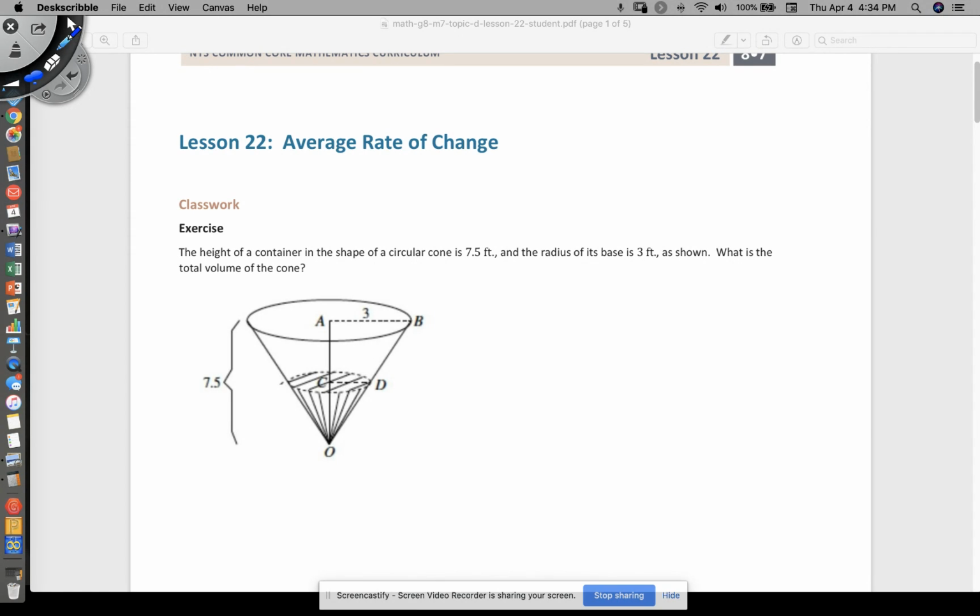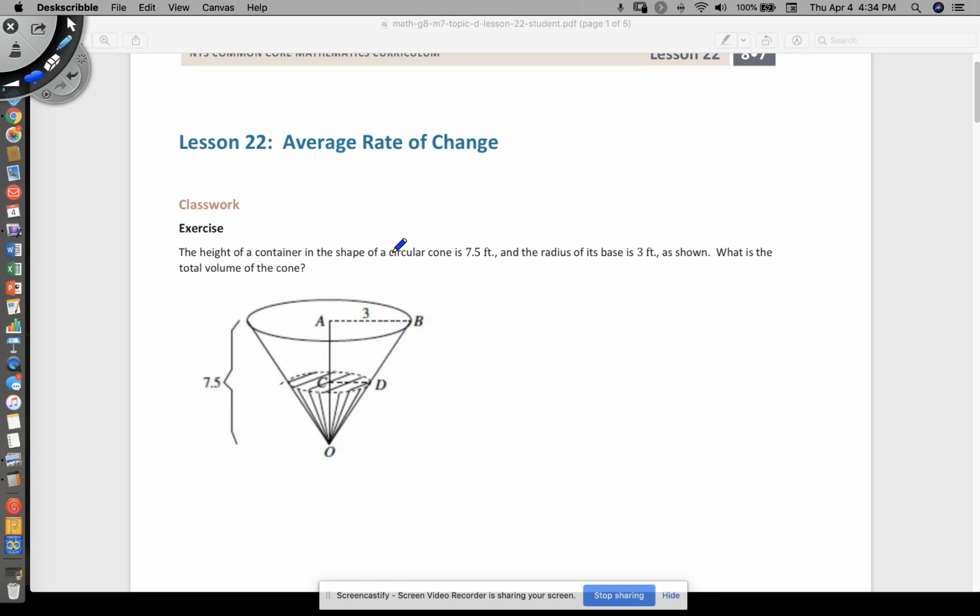All right, so we have this cone here. The height of the container, in the shape of a circular cone, is 7.5 feet, and the radius of the base is 3 feet, as shown. What is the volume of the cone?